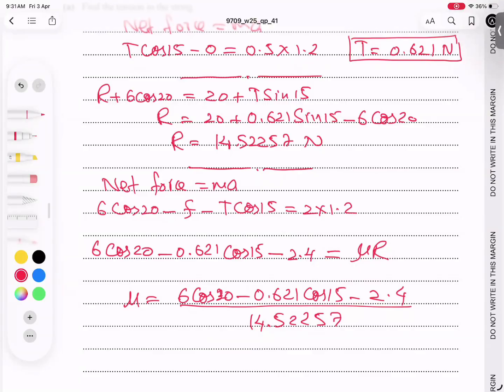I'm typing it: 6 times 2 cos 20 minus 0.621 times 2 cos 15 and negative 2.4, divided by our R value. And we are getting the mu value 0.18167. After rounding, 0.182 is the coefficient of friction. We got it.